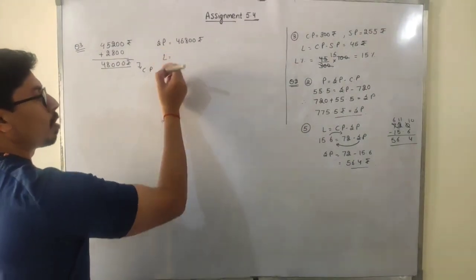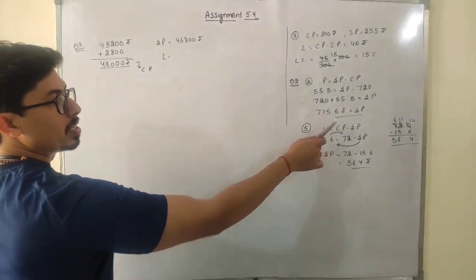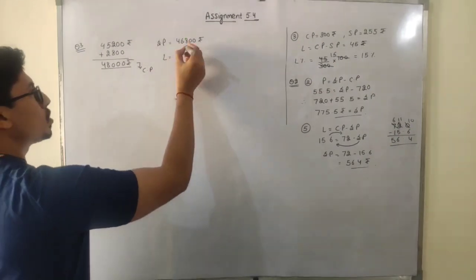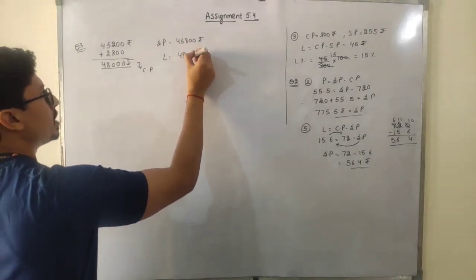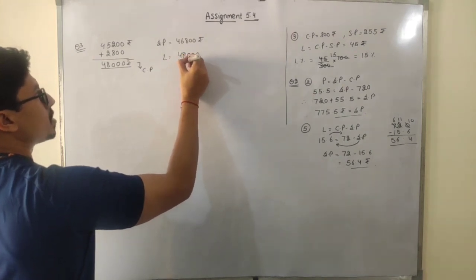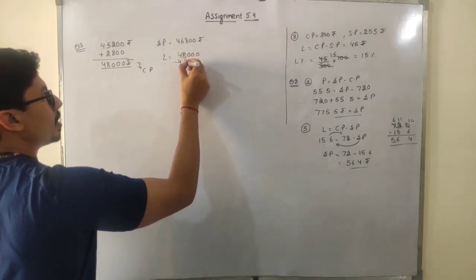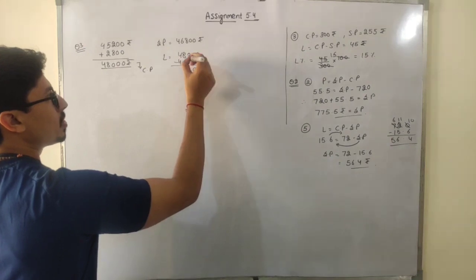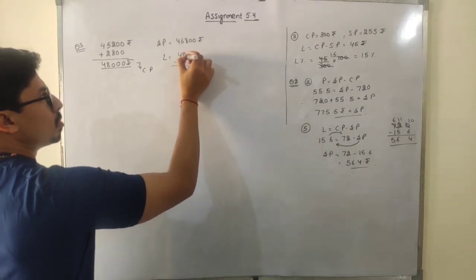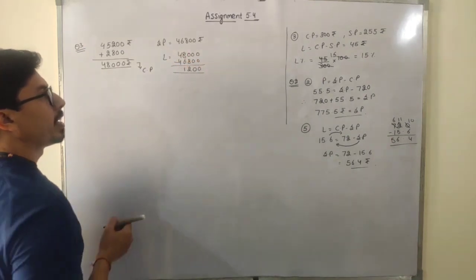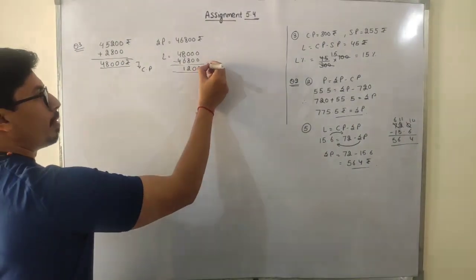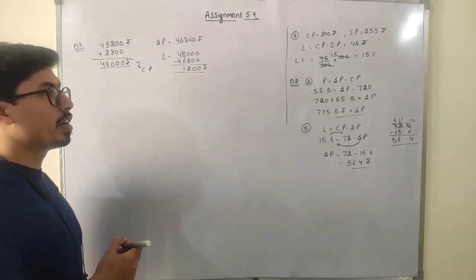So loss means, students, CP minus SP. So just subtract these two. So 48,000 minus 46,800. If I just subtract them, how much it will be? 1,200. And this loss will be of 1,200 rupees.